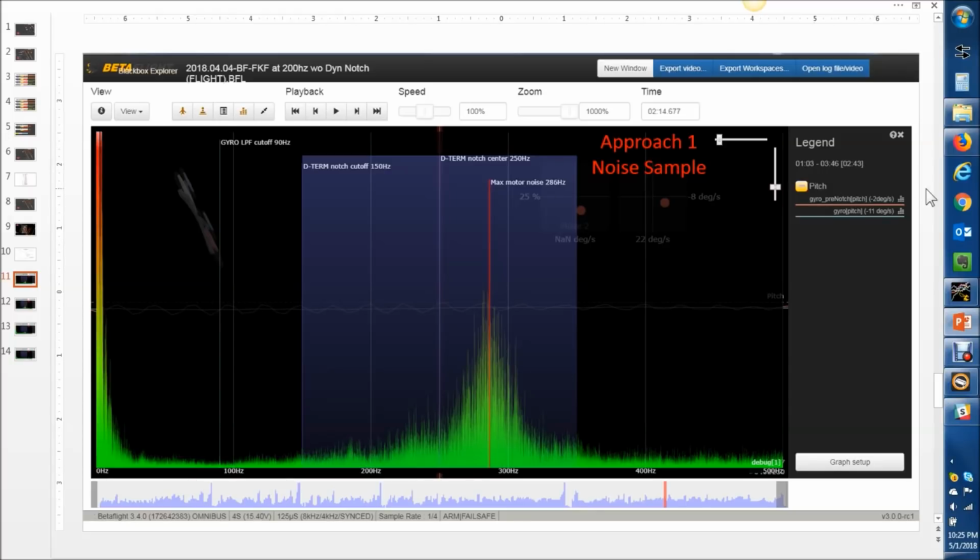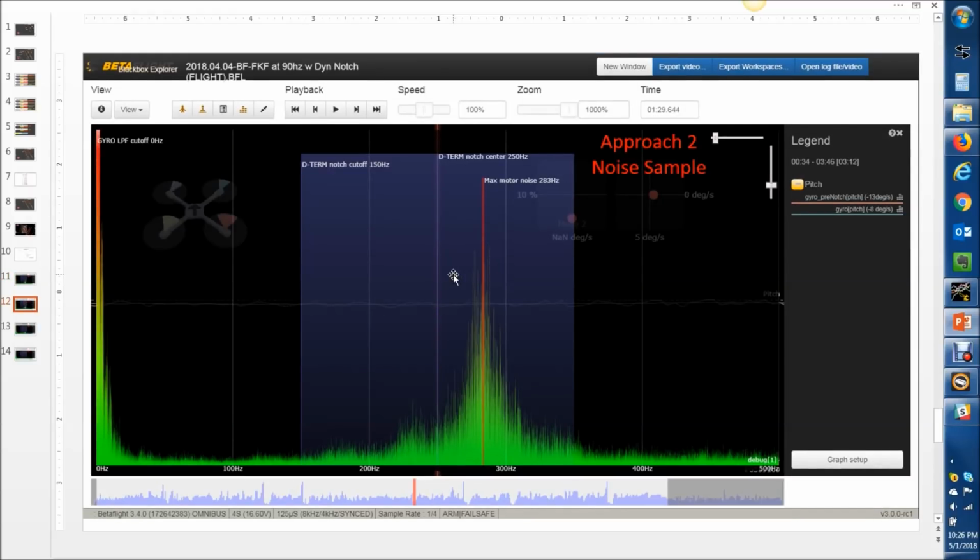This is the raw noise on the pitch axis, and on this quad I didn't change anything in between. All I did is change the filter setups. So this was approach one. There was no dynamic notch on, and it just had the two-stage low-pass filter. I'll make these logs available in a link in the video description so you can download them and look at them yourself, see what the different settings are. And then this was a log with approach two.